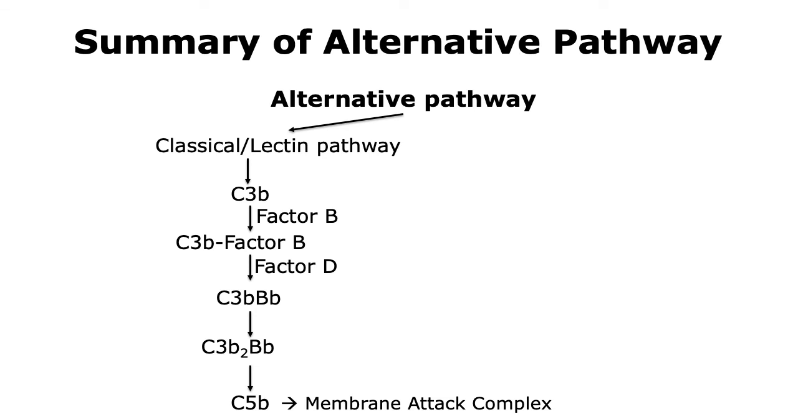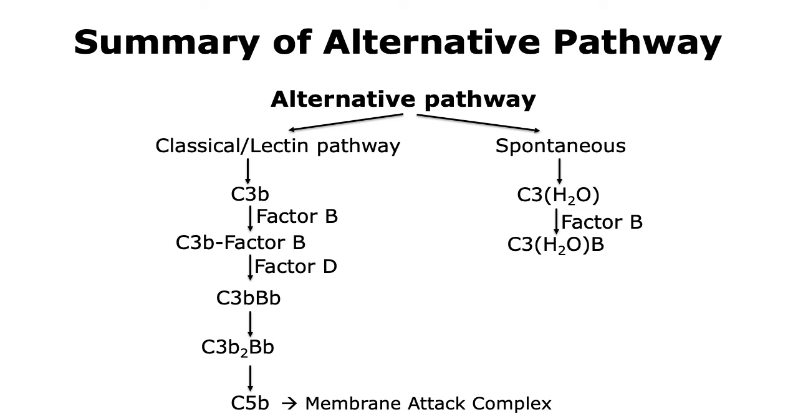Another way that the alternative pathway can be activated is through the spontaneous pathway. In the spontaneous pathway, the complement protein C3 is able to be hydrolyzed spontaneously by reacting with water. This interaction with water mediates the hydrolysis of the thioester bond that is present in C3, and it is denoted as C3H2O. This C3H2O is able to interact with factor B to form the complex C3H2OB. This complex is able to interact with factor D, which will then cleave factor B into Ba and Bb.